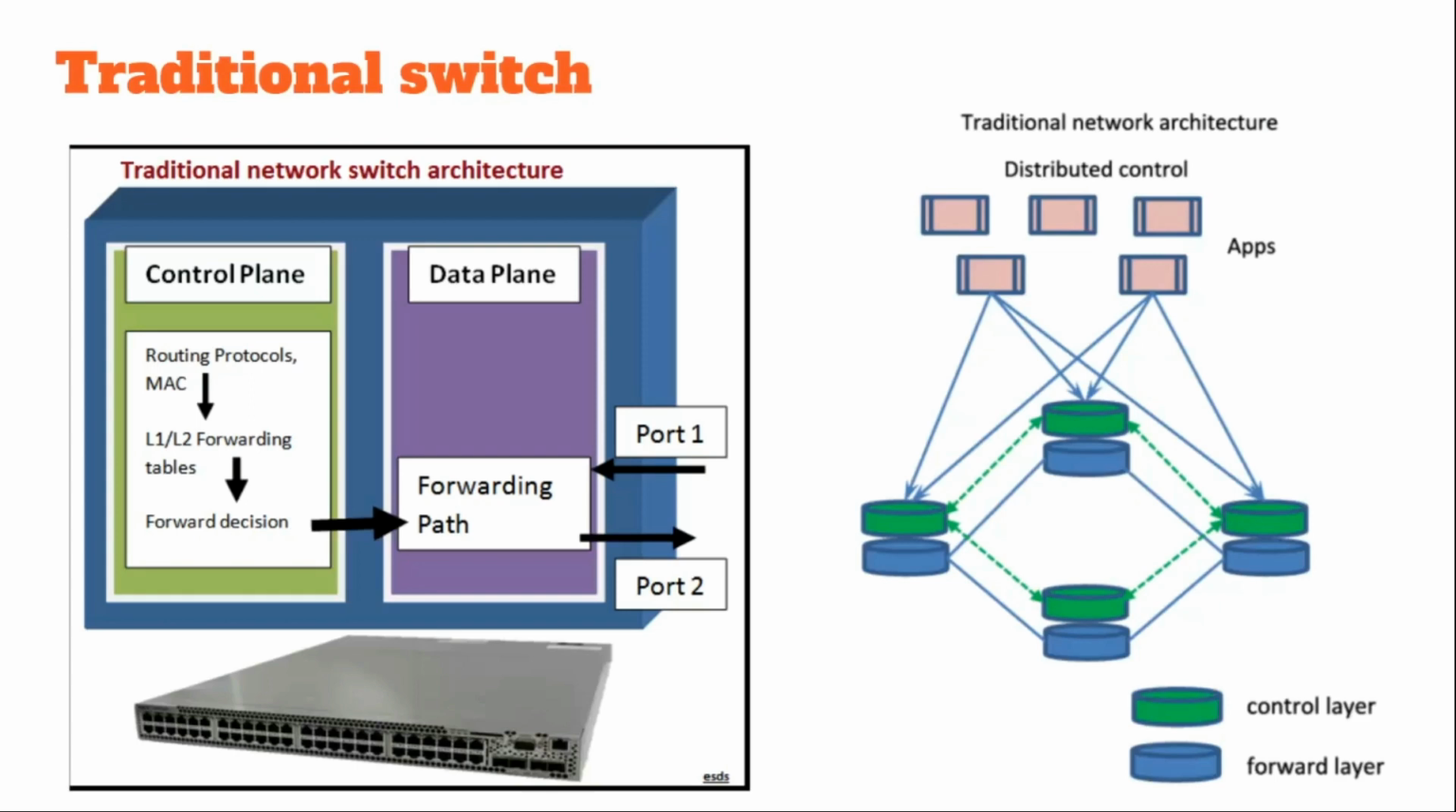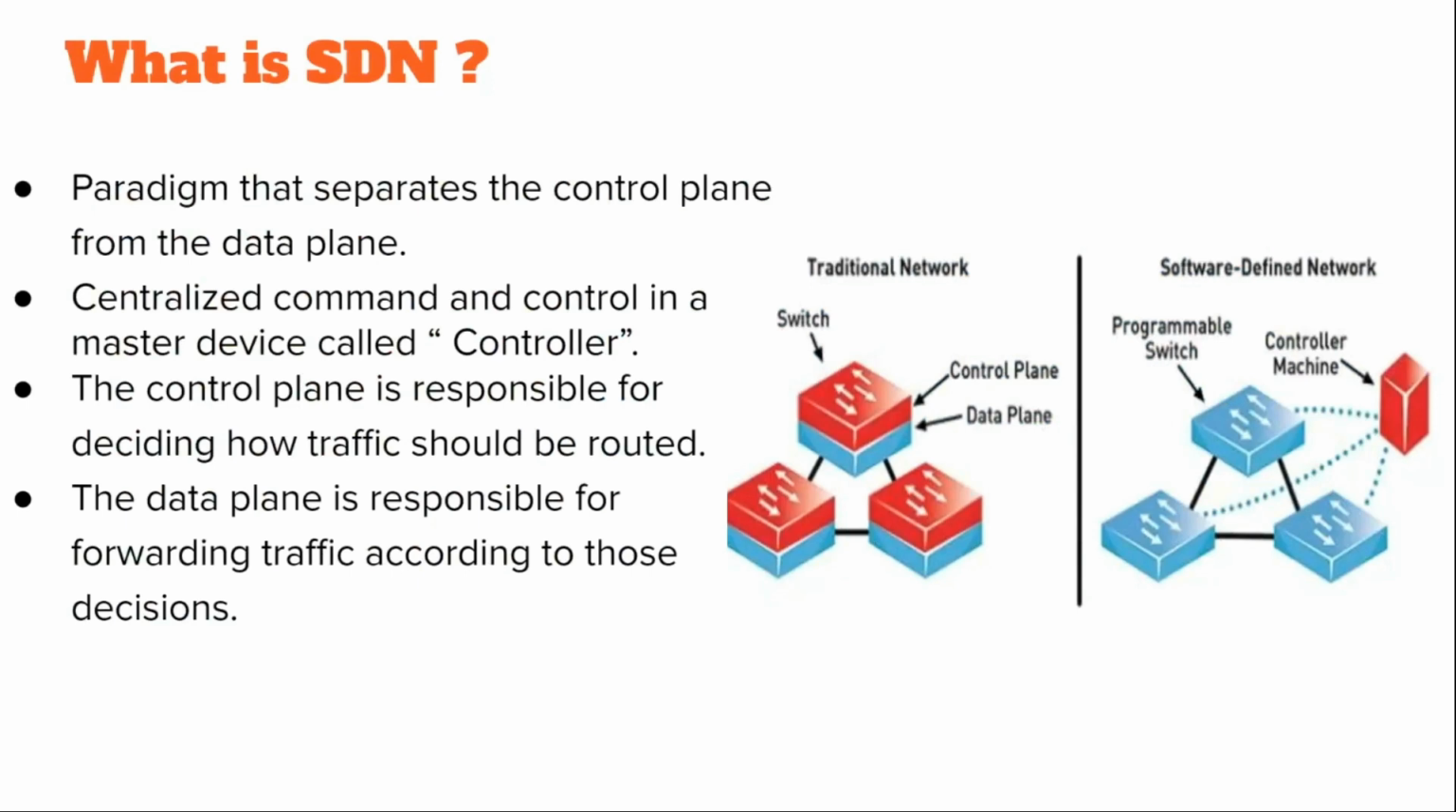Now, differentiating from this, the SDN is a paradigm that separates the control plane from the data plane. As you can see here in the traditional network, we have the control plane and the data plane residing on one switch. Whereas when we are moving on to a software defined network, or the SDN, they are separated. A master device called the controller is in charge of the control plane, and the switches just act as dummy forwarding devices. So that is the main difference between a traditional network and a software defined network.